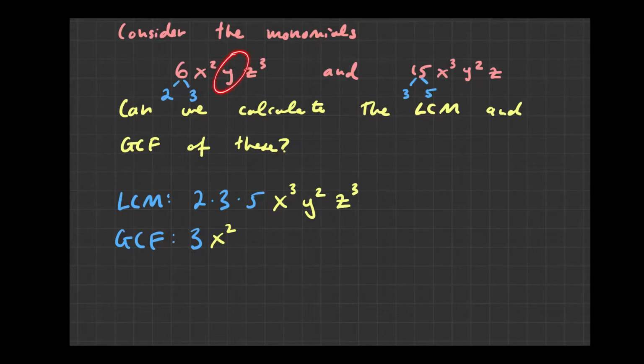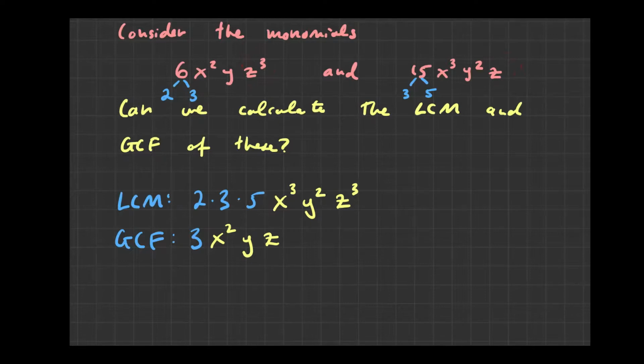How many y's do they have in common? Just one y. Yep. So y to the power, if you want, you could put y to the power of 1 here. I typically just write y. And then looking at the z's here, it looks like they have just a single z in common.